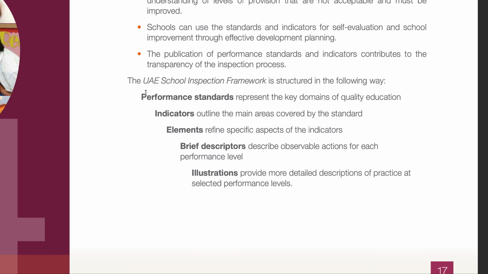It begins with a performance standard that represents the key domains of quality education, and each performance standard is divided into indicators, which outline the main areas covered by the standards. There are also elements that refine specific aspects of the indicators, so the elements describe the indicators in each performance standard. By the end of each performance standard, you will find brief descriptors. The brief descriptors describe the observable actions for each performance level.